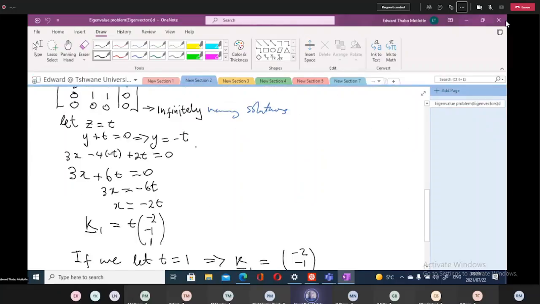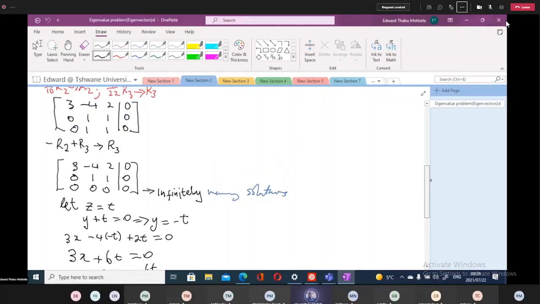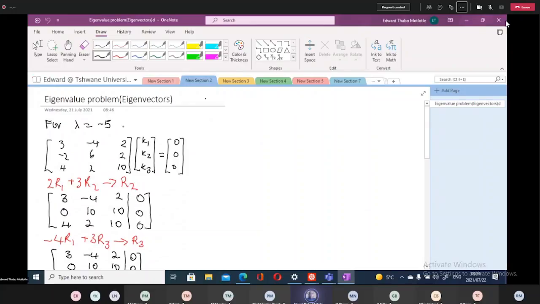Okay, so the first one is when lambda equals -5. If I go back just to show you, on the diagonal, you see the diagonal is 3, 6, and 10. That's where the change is located. So we are substituting -5.